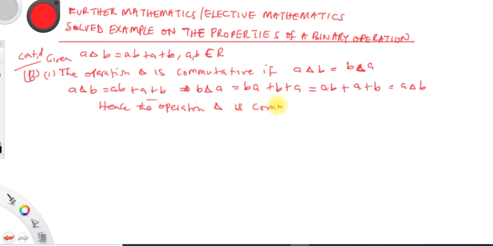This is a theory question. Commutative. This is how you solve it. Okay, hope you are enjoying and following. Next, you have to determine whether the operation is associative.